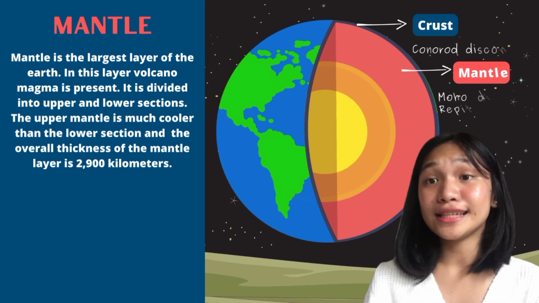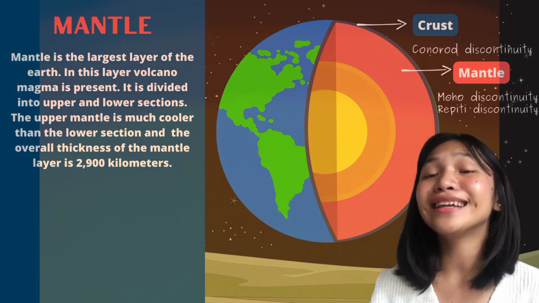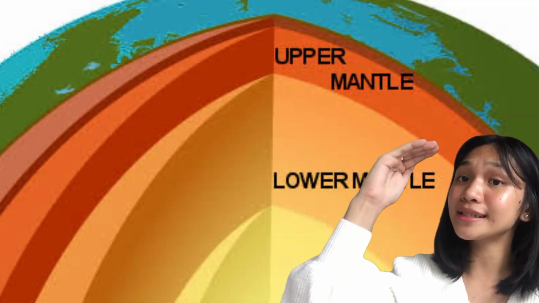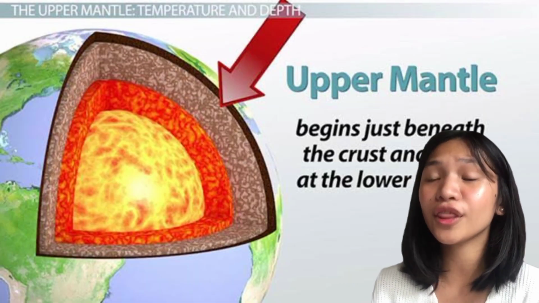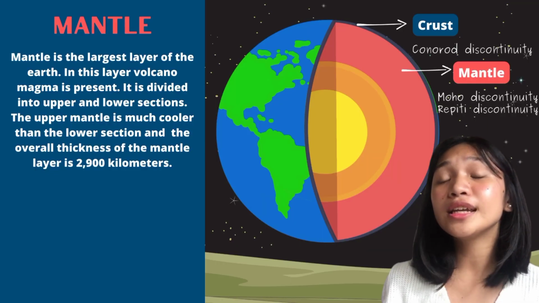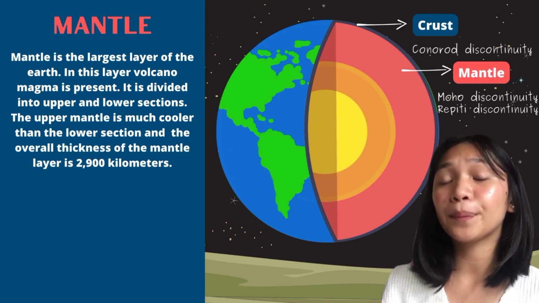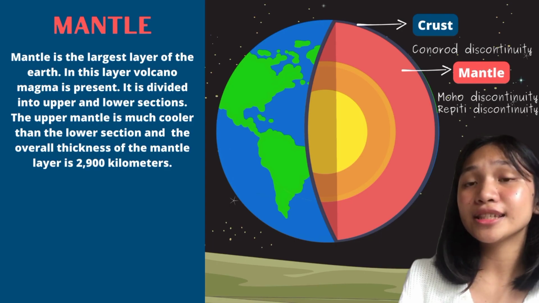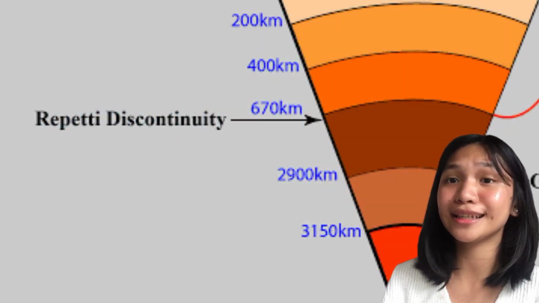Next layer is the mantle. Mantle is the largest layer of the Earth, and in this layer the volcano magma is present. It is divided into 2 sections, the upper section and the lower section. The upper section is much cooler than the lower section. The discontinuity that lies between the lower crust and upper mantle is the Mohorovičić discontinuity, and the discontinuity that lies between the upper mantle and the lower mantle is Repetti.